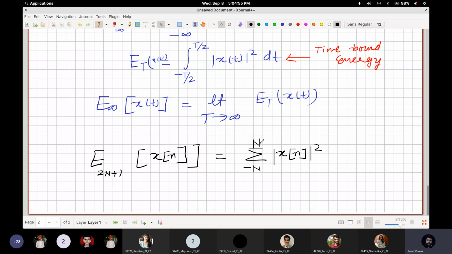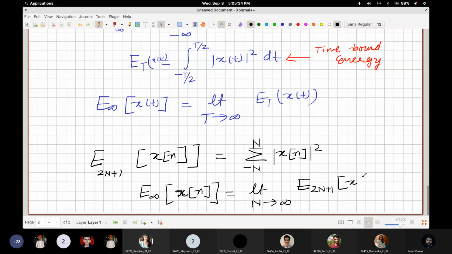So you can see, from minus N to N, you have actually 2N plus 1 samples, isn't it, where N is an integer and this capital N is also an integer. So how many samples will you be having there? You will be having 2N plus 1 samples, and that's why I'm calling this the 2N plus 1 sample energy of this signal x[n], and this is going to be equal to E infinity. So E infinity of this signal x[n] will be defined by taking the limit to infinity: limit N tends to infinity of E_(2N+1) of this signal x[n].